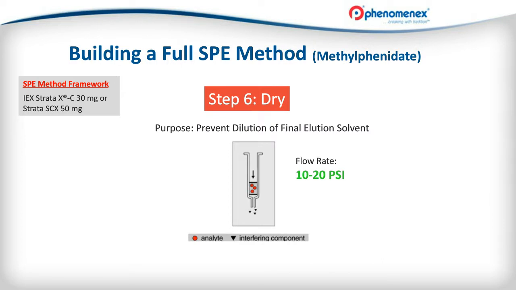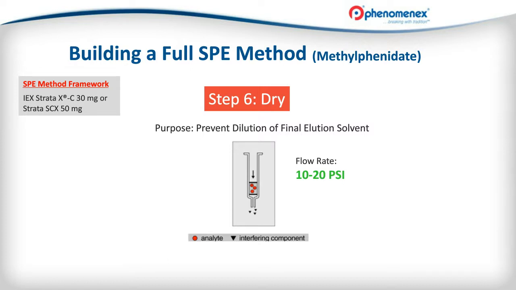I guess the whole function of performing a dry step after your wash step is that you're preparing for elution. What you want to do for this dry step is really just remove the residual wash solvent. You don't want to dilute your elution solvent, right? You want to actually elute off with what you're expecting to elute off with.